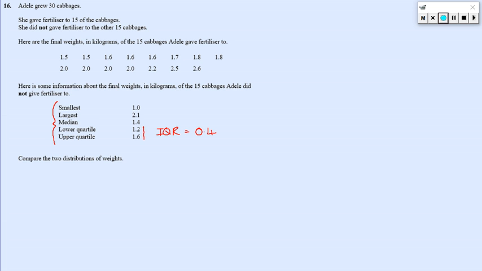Now there's 15 cabbages, the middle cabbage is going to be the 8th. It's all in order, done for us already. So count up, that's the 8th, that's the median. The lower quartile is 1.6 and the upper quartile is 2. So the median is 1.8 and the interquartile range is 0.4.